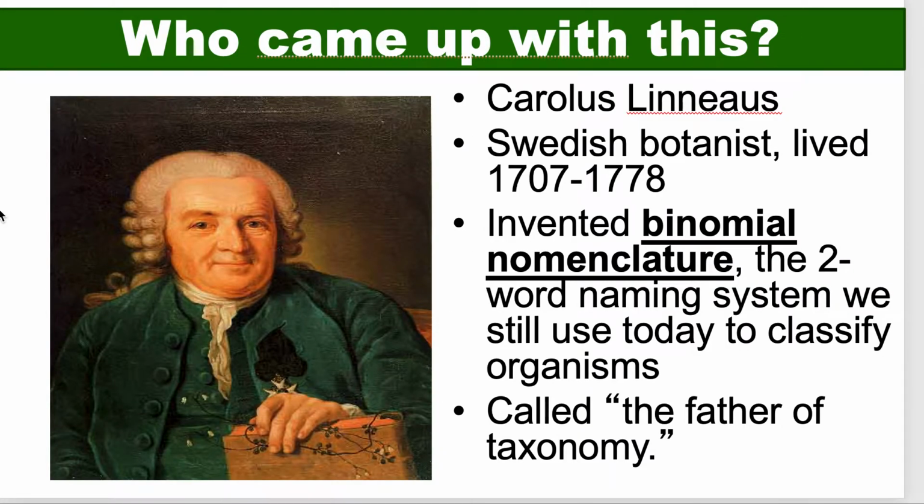So the guy that came up with all of this originally was Carolus Linnaeus. He was a Swedish botanist that lived from 1707 to 1778, and he invented what's called binomial nomenclature, which is the two-word naming system that we still use today to classify organisms. And he was considered the father of taxonomy. Now, he wasn't a perfect man, and he did some things that would definitely be not right in today's time, but he did set the foundation for classifying animals.